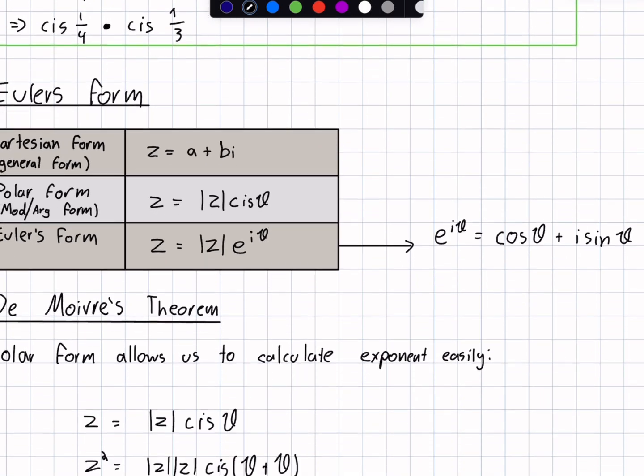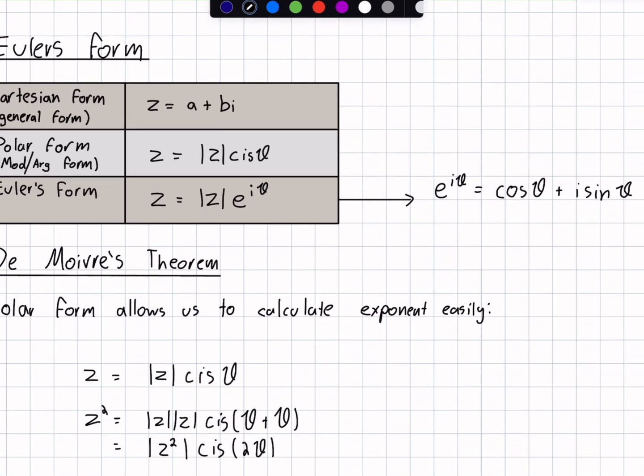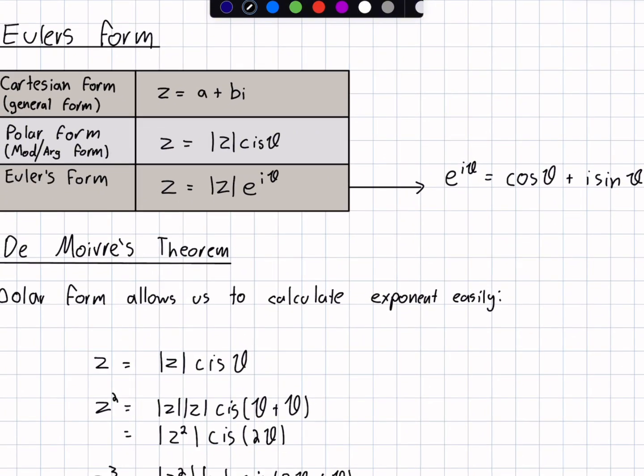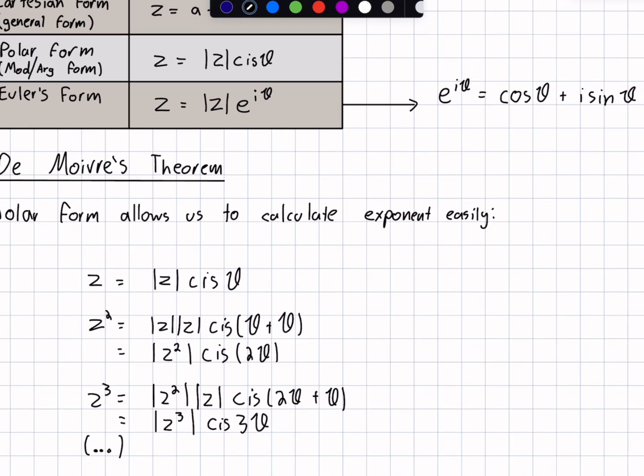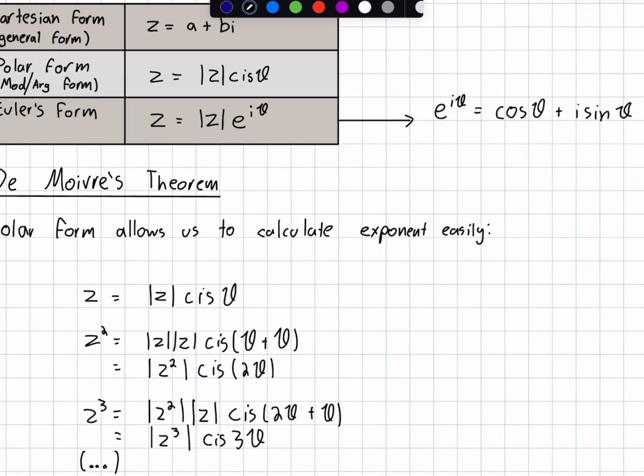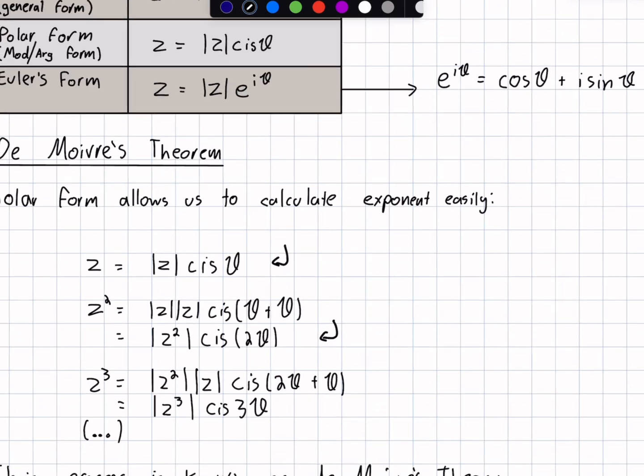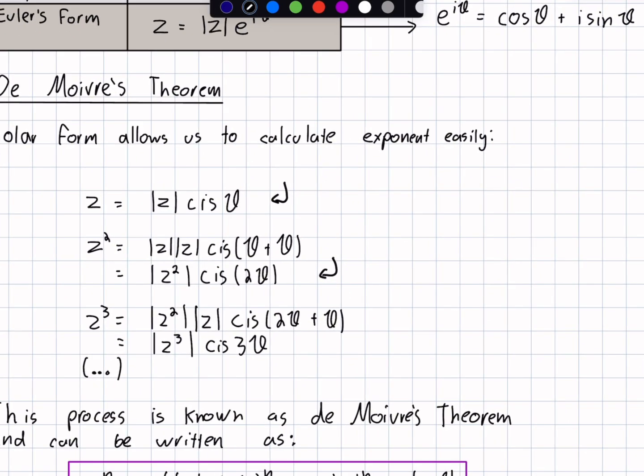The polar form allows us to calculate exponents easily through de Moivre's theorem. Let's take this example here. If we take the complex number z in its base form, we have this result here. If we bring it to the power of 2, we can easily multiply its modulus and add its argument, and we get this result here. And this is very easy to predict, very easy to denote. And this is known as de Moivre's theorem.